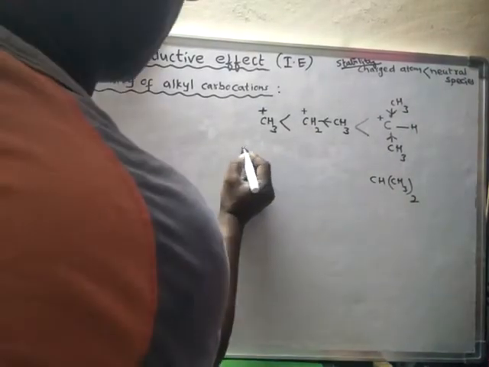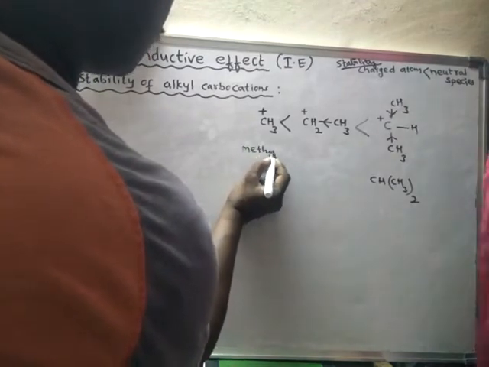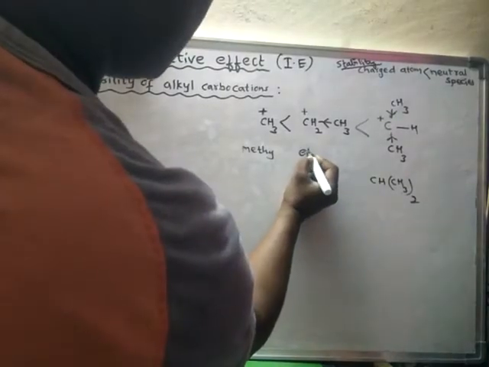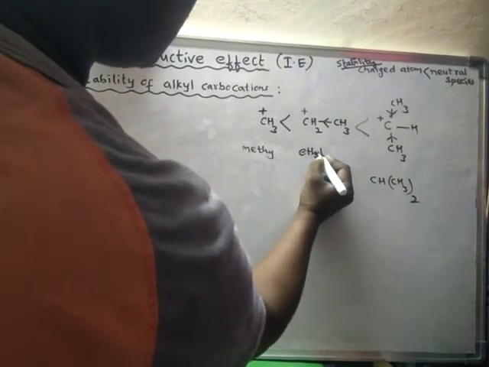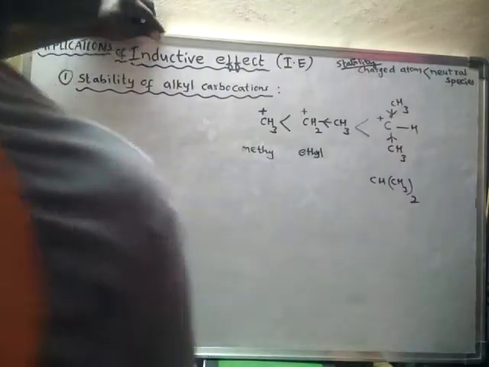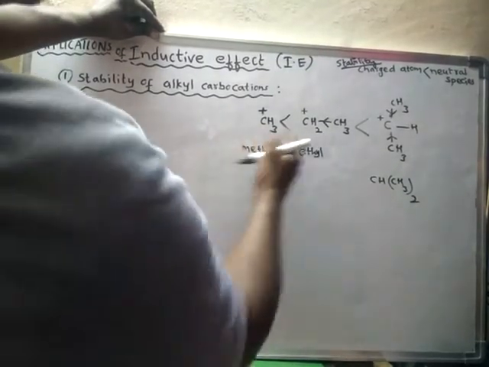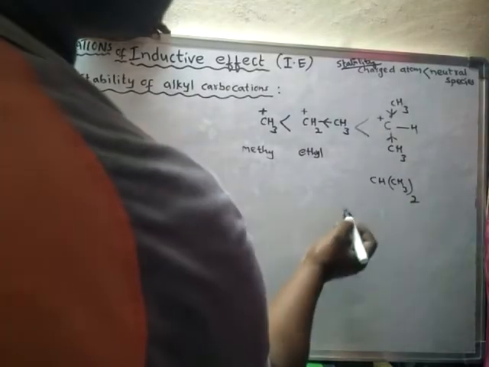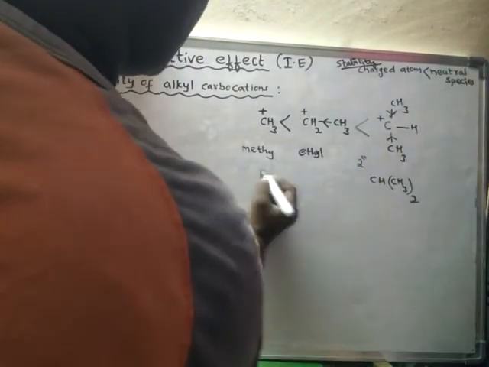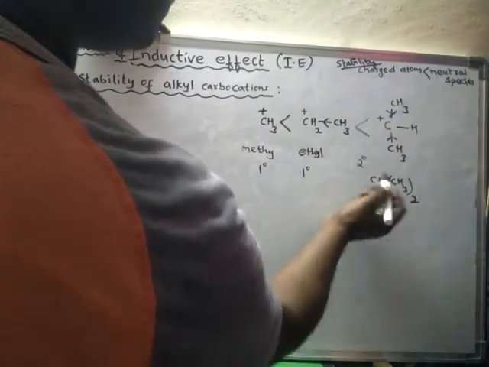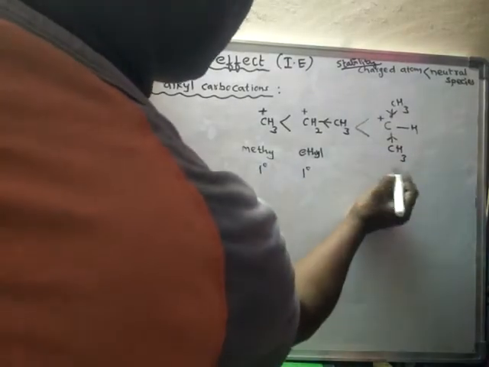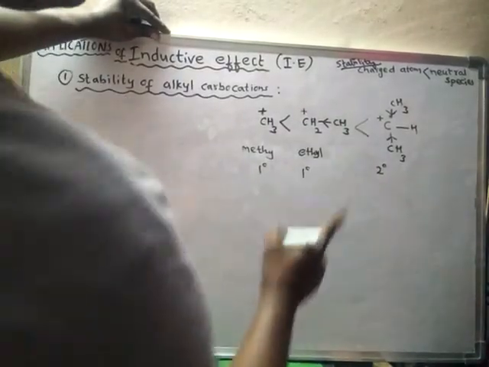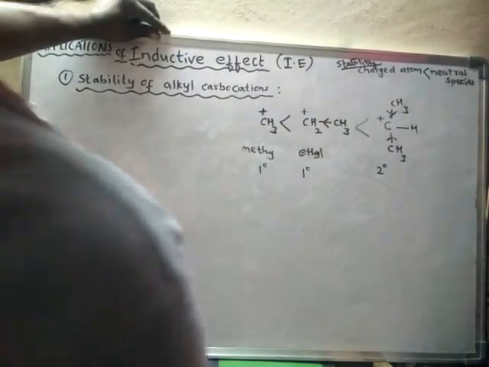So this is the methyl carbocation. This is called the ethyl carbocation. Both are primary carbocations only, whereas this one is a secondary carbocation. This is primary, this is also primary, whereas this one is secondary. A secondary carbocation is always more stable than a primary carbocation.